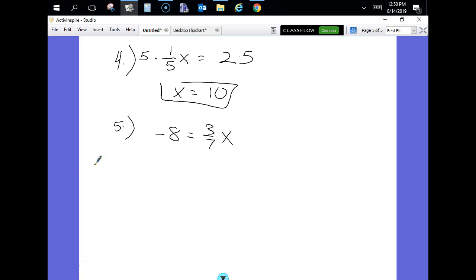I times negative 8 and 7. So we multiply both sides by the bottom number, right? Yeah. So here, this 7 and that 7 would cancel, and I'd be left with 3x. And over here, you'd get negative 56. Right?